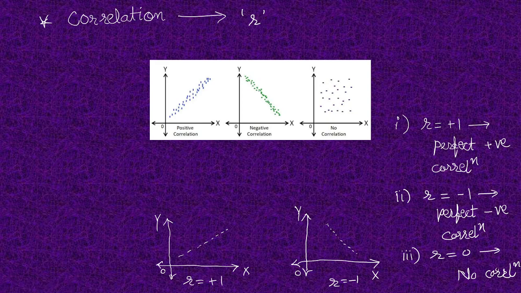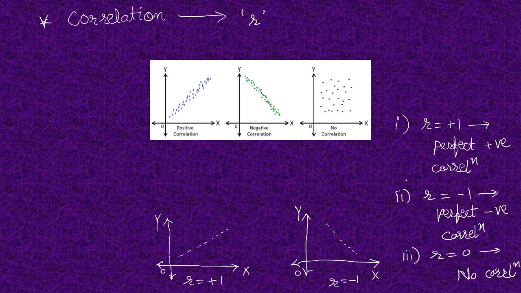If one value increases, other also increases, that means there is positive correlation. If one value increases, other decreases, there is negative correlation. And if x and y are not related with each other, then there is no correlation between them. The coefficient of correlation is denoted by small r. If there is positive correlation, the maximum value of r is plus 1. If r is negative, the smallest value of r is minus 1.